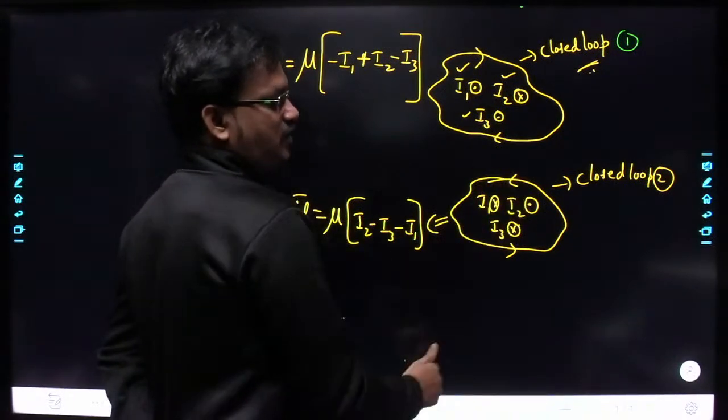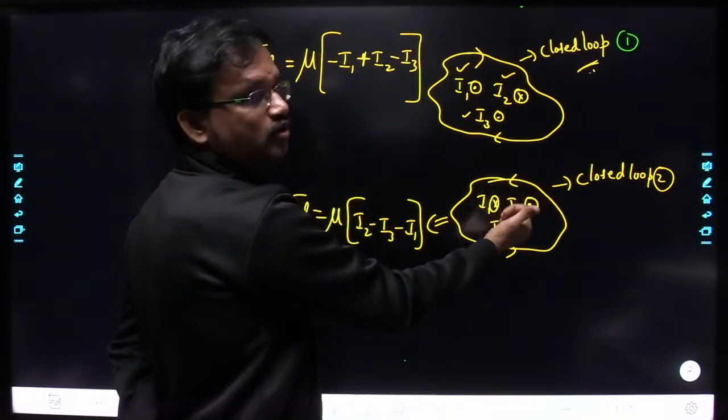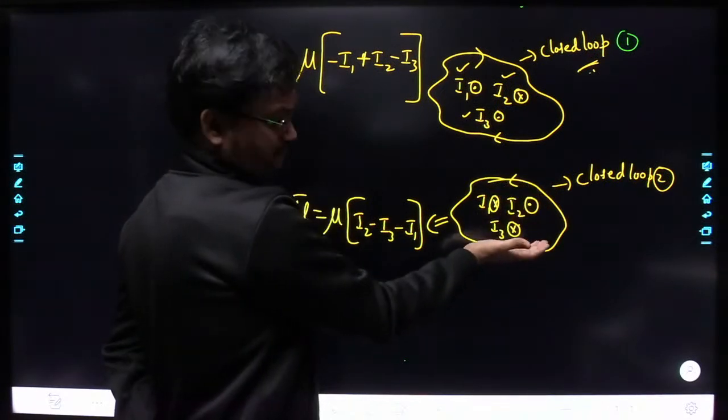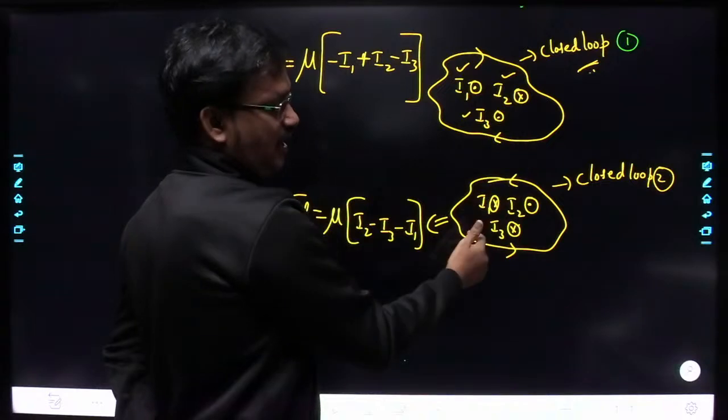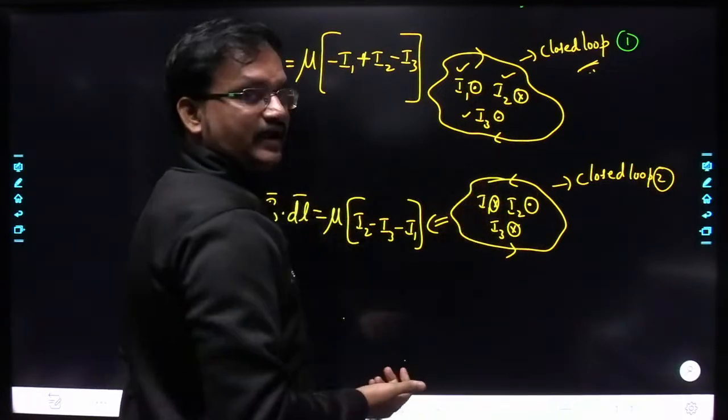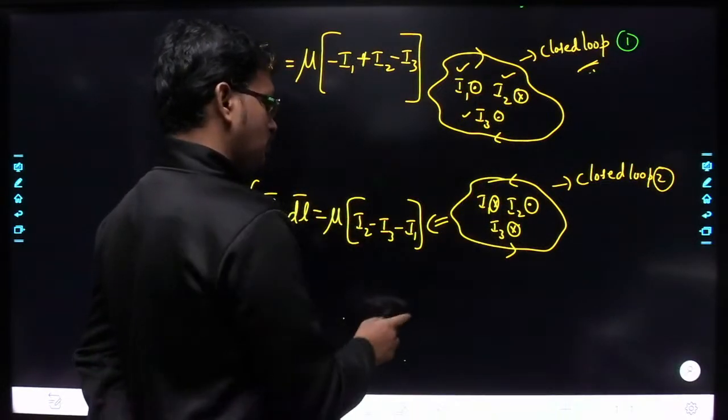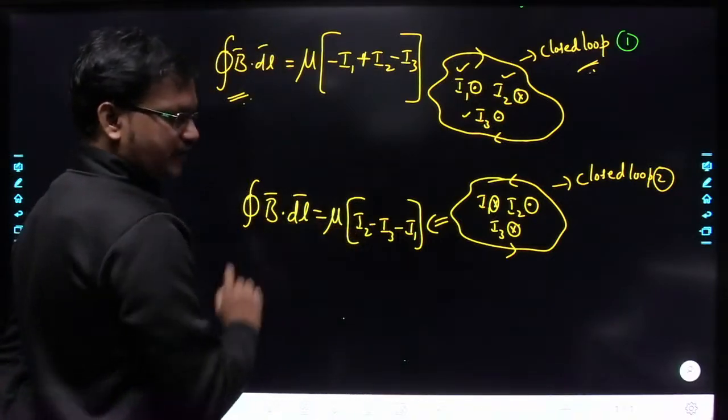Next, if you consider I2, I2 is pointing out of the board and the B field will be in which direction? In anti-clockwise direction, and here you are enclosing the loop also in anti-clockwise direction. So you are going to get plus I2.